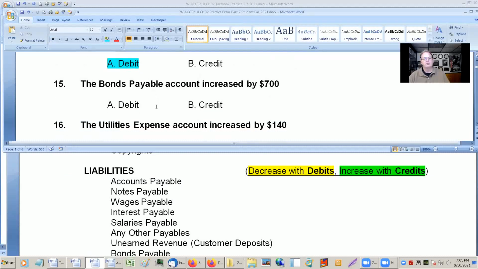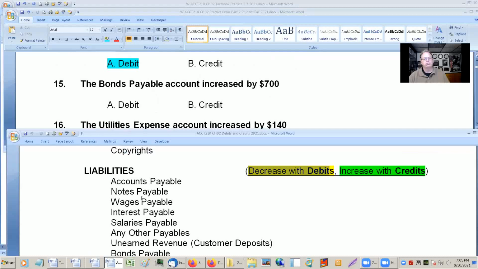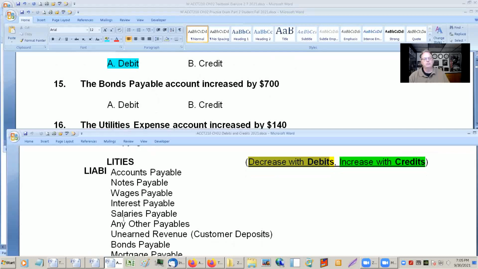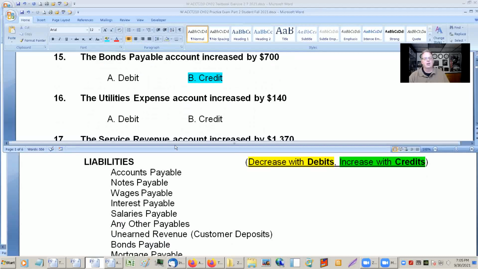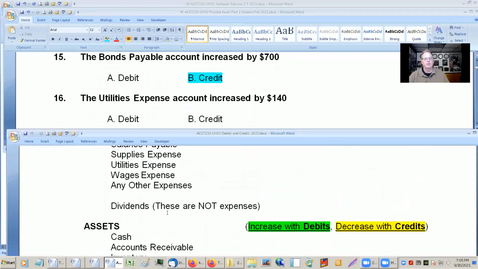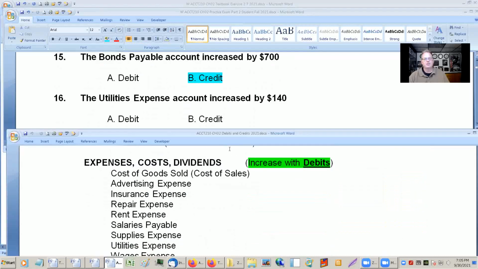Bonds payable. I did credit. Yeah, credit. Oh, it's down here. Utilities expense. It's debit. It's an expense, so it's debit. Expenses are always debits.